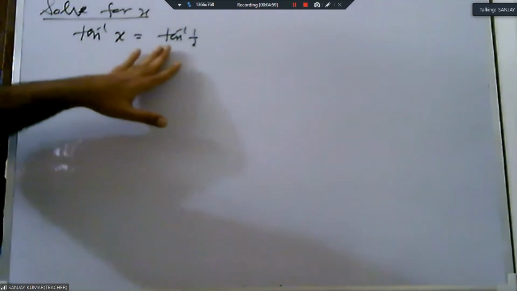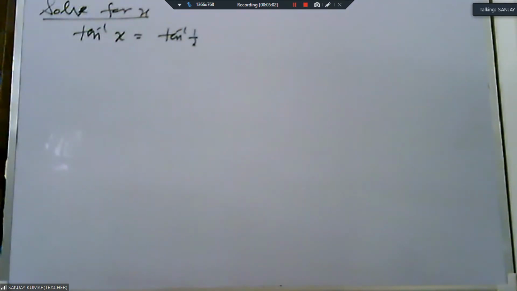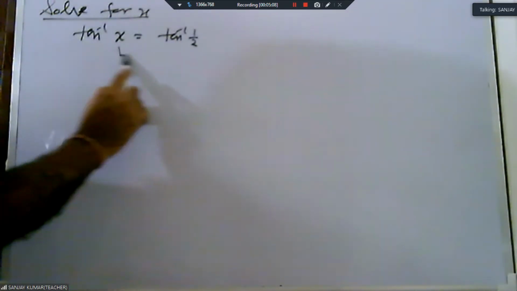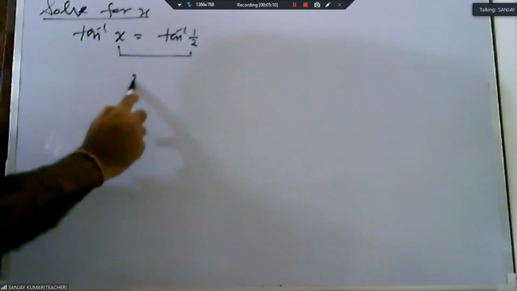Tan inverse x equal to tan inverse half. And he says, what is the values of x? So you can directly compare, because both the sides are equal. Therefore, the values of x is half.